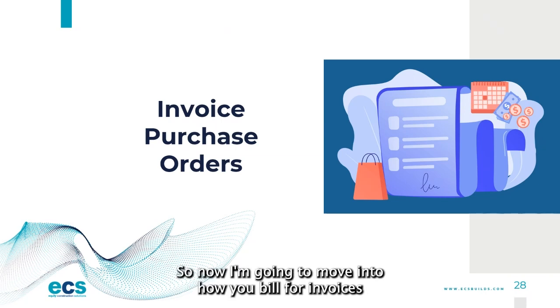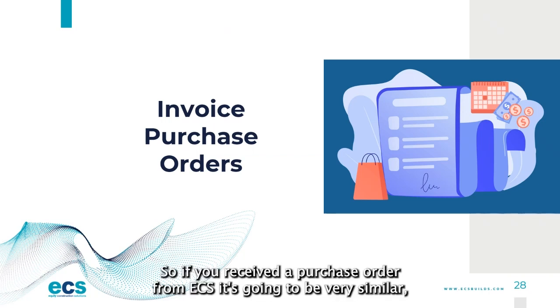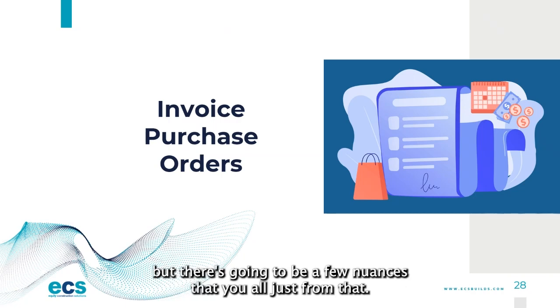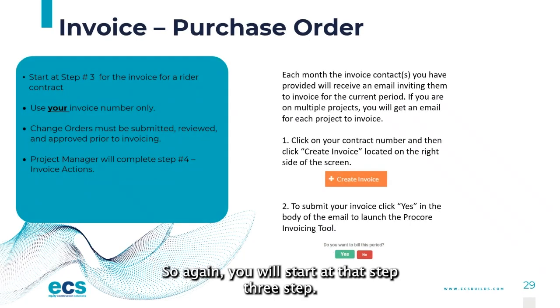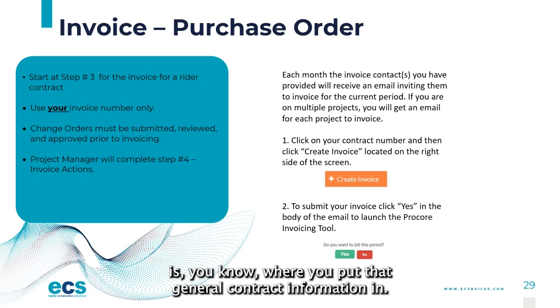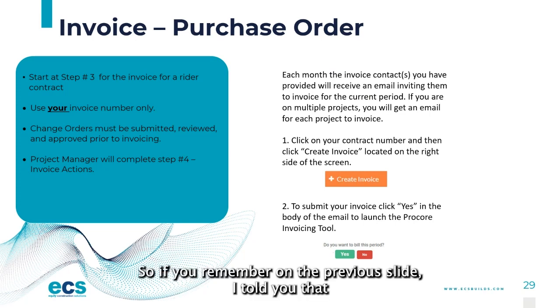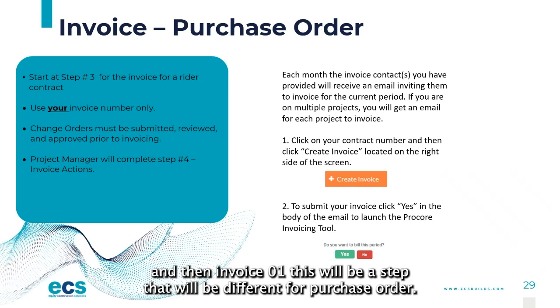So now I'm going to move into how you bill for invoices with purchase orders. So if you received a purchase order from ECS, it's going to be very similar, but there's going to be a few nuances that you will adjust from that. So again, you will start at that step 3 step. And that step 3 step is where you put that general contract information in. So if you remember on the previous slide, I told you that your contract number would be an SC, then the project number, and then invoice 01.